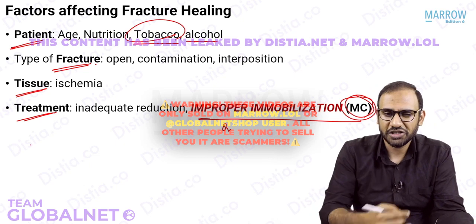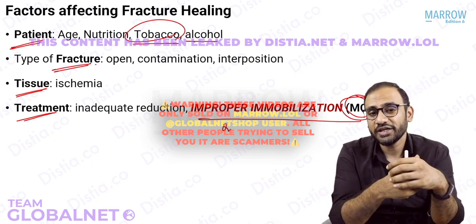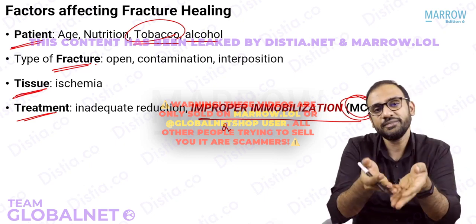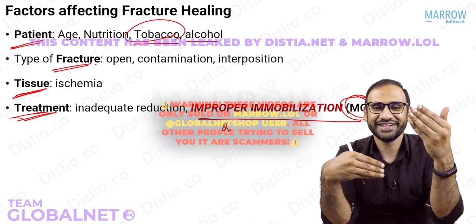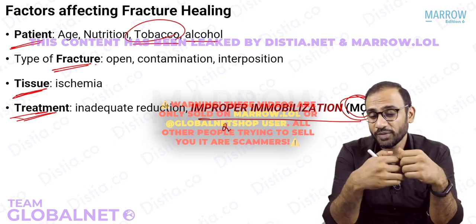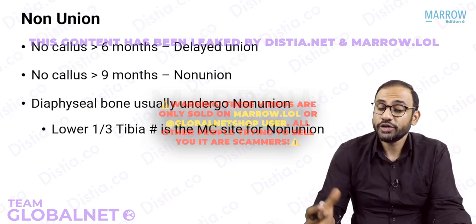Types of fracture: open fracture, contaminated fracture, fracture with interposed soft tissue or muscle. They will not heal. Tissue factor: if there is ischemia of the bone, how will it heal? Treatment factor: you not reduce the fracture properly, bones are like this only. Or if there is improper immobilization, the most common cause is improper immobilization. Okay? So what is non-union?